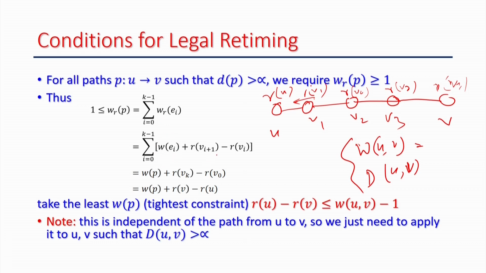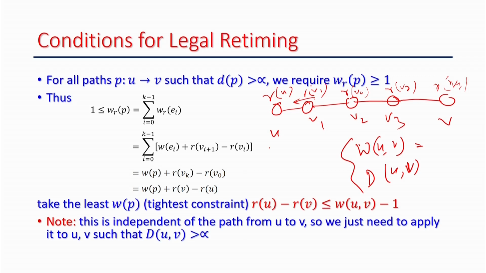Now, this I can represent by this. We already know that WR is nothing but W(e_i), the edge weight before retiming, plus R(V_{i+1}) minus R(V_i), because the edge e goes from Vi to Vi plus 1. This is the difference. If you just calculate this, you can see that I can cancel out all the intermediate terms, and only R(Vk) and R(V0) remain. V0 is U and Vk is V. So finally, the R value of the intermediate nodes does not matter to us, only the R values of U and V matter to me. So, Wp plus Rv minus Ru.